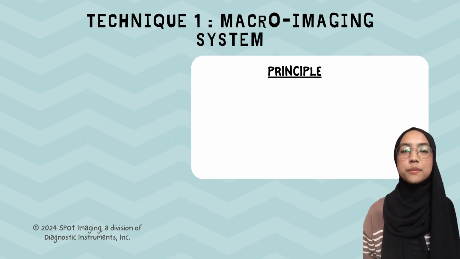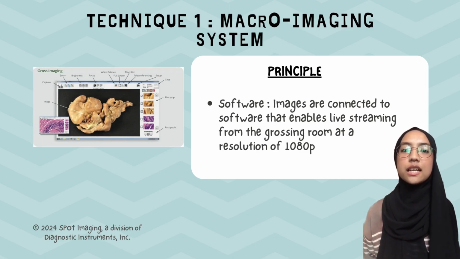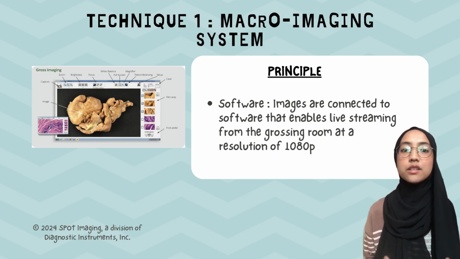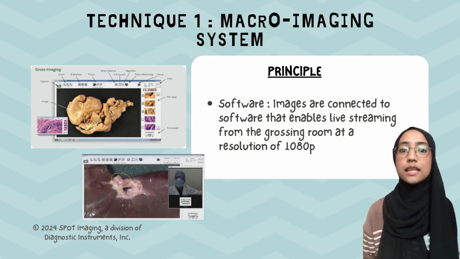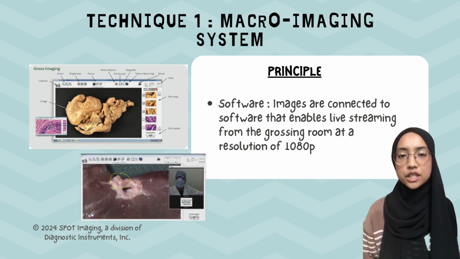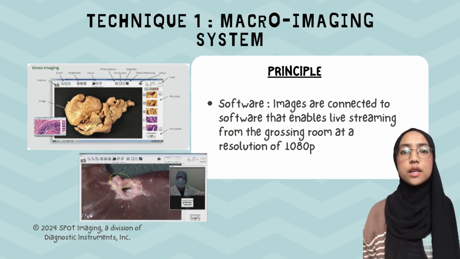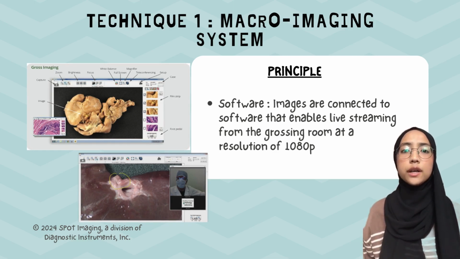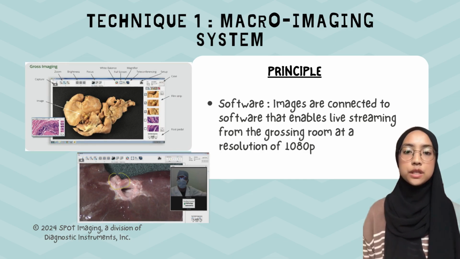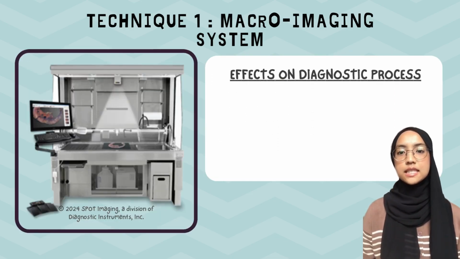Lastly, this macroimaging system consists of imaging software. Images captured are connected to software that enables live streaming from the grossing room at a resolution of 1080 pixels, thus providing highly detailed pathology consultations to enhance diagnostic accuracy. Furthermore, the software only consists of a simple icon with one-click access to essential controls, thus making this system a pleasure to use.